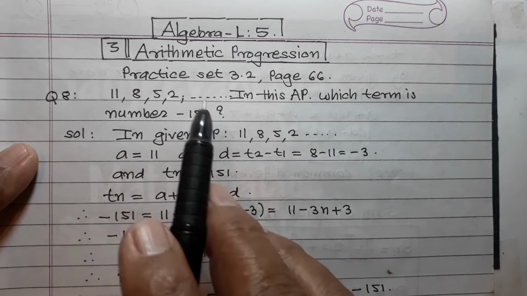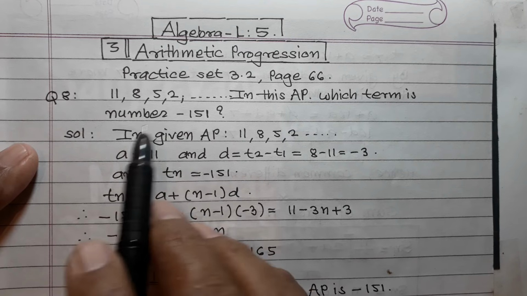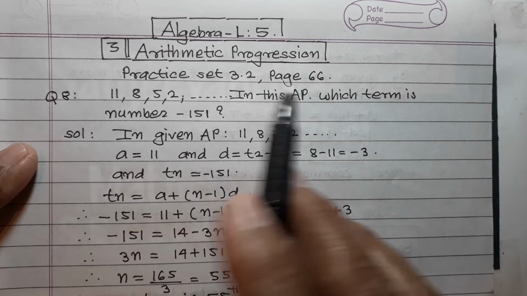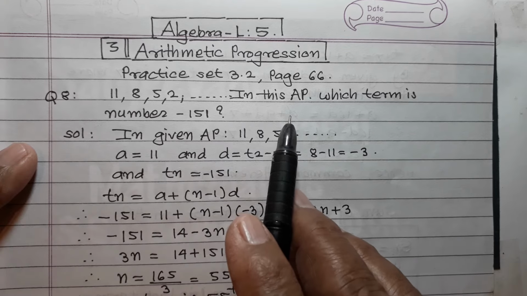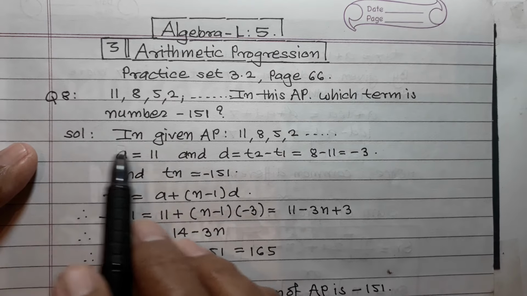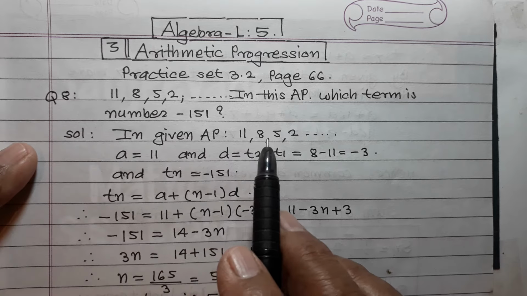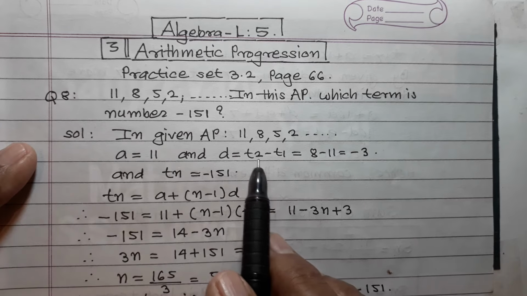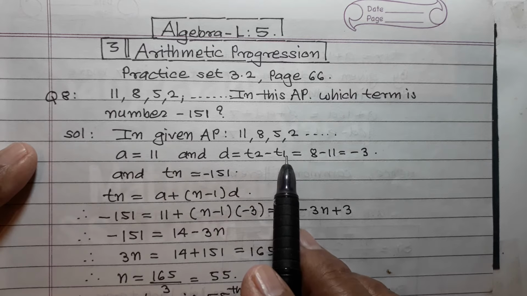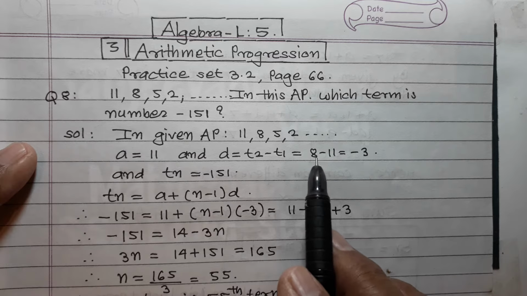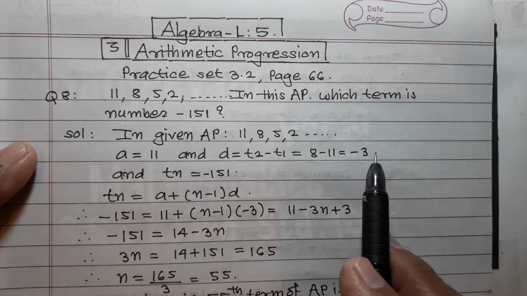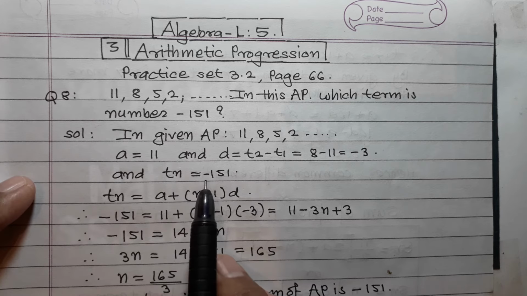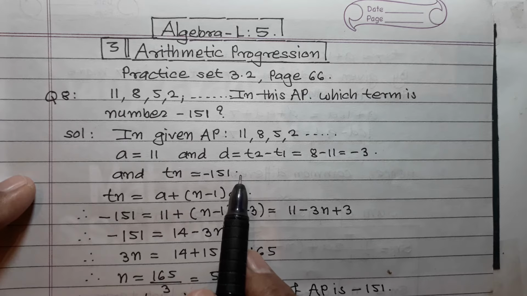That means Tn is given. You have to find the number. That means, in this case, you have to find n. Okay. Solution. In the given AP 11, 8, 5, 2, A is equal to 11 and D is equal to T2 minus T1, which is 8 minus 11, is equal to minus 3, and Tn is equal to minus 151.